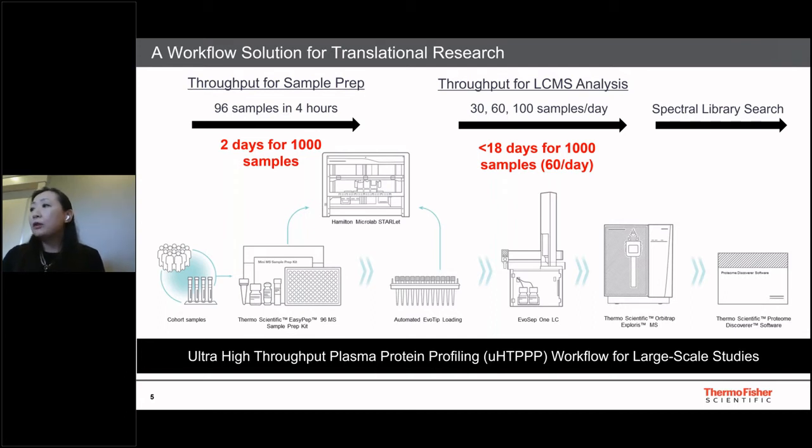To give you an example of the throughput, we can prepare 96 samples in 4 hours or 1,000 samples in 2 days. With automated Evotip loading and 60 runs a day throughput, data acquisition of 1,000 samples can be done in less than 18 days, including necessary system suitability runs.